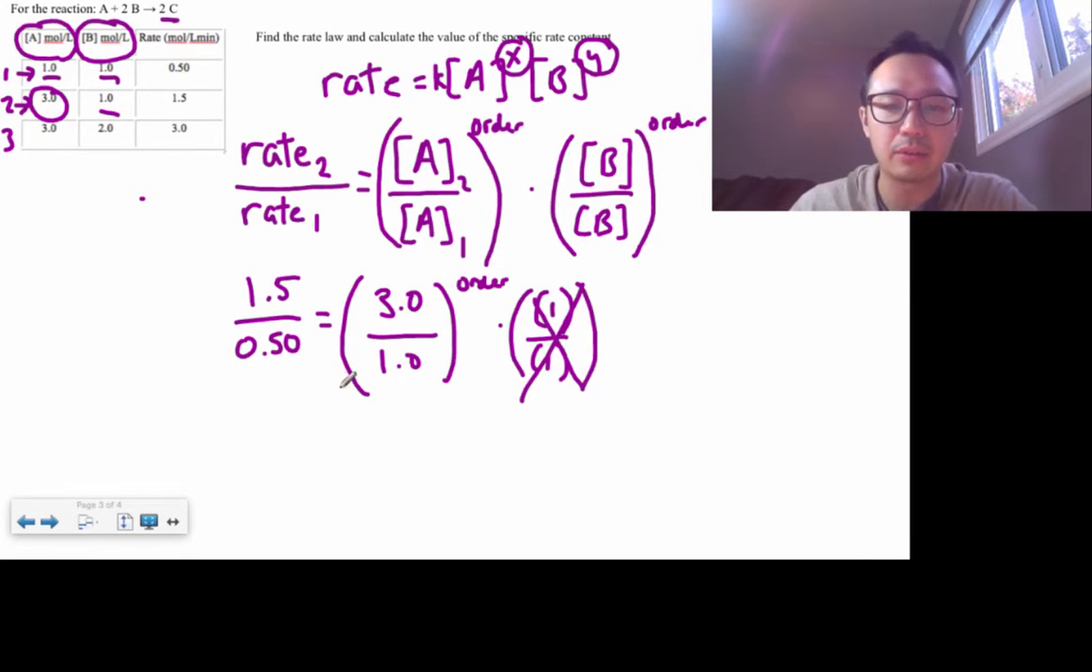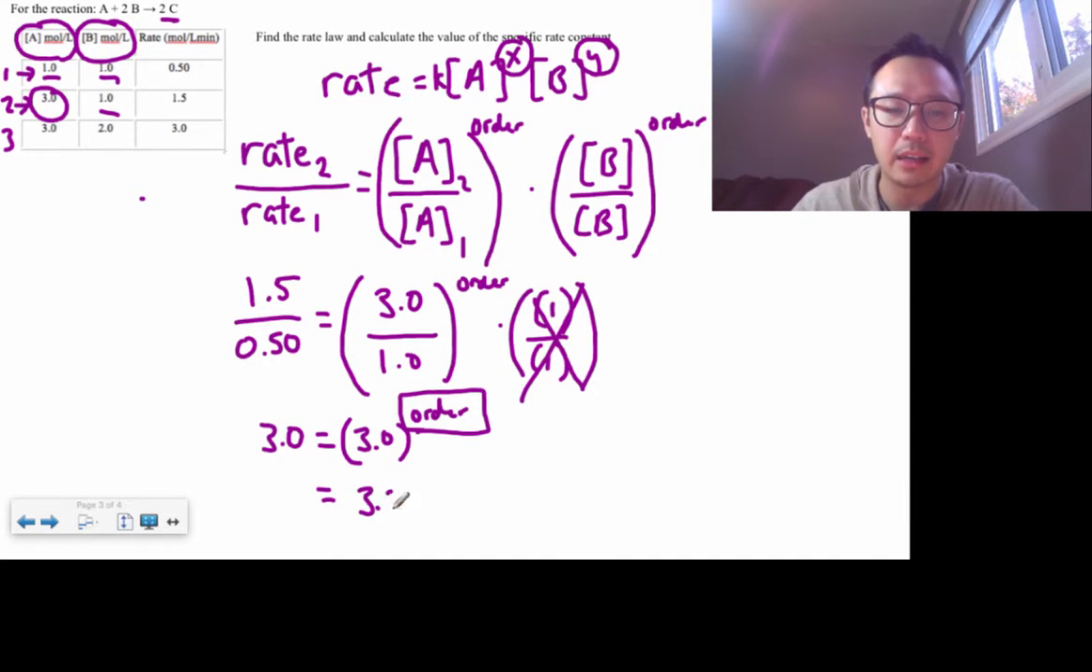And after this, you just have to do the math. 1.5 divided by 0.5 is 3, so 3.0 is equal to 3 divided by 1 to the power of the order, and we try to figure out what the order is. Let's do what's inside the brackets first. 3 divided by 1 is 3, and we still have the exponent of the order. So now you have to ask yourself, what must this exponent be to equal 3? You're going to see that the order has to be 1, because 3 to the power of 1 gives you 3.